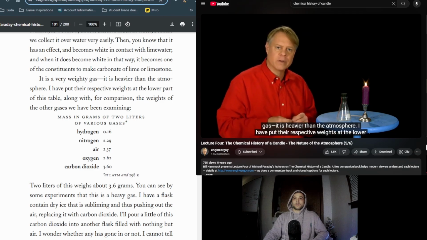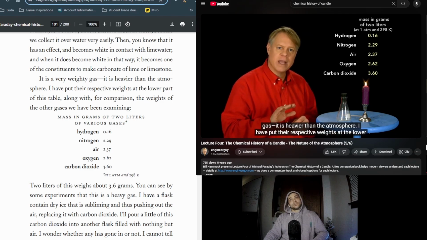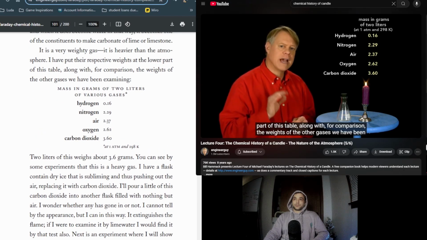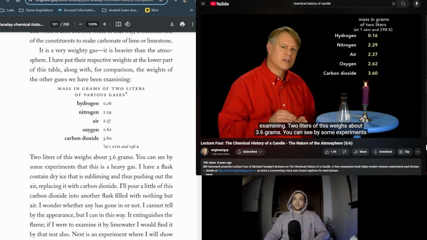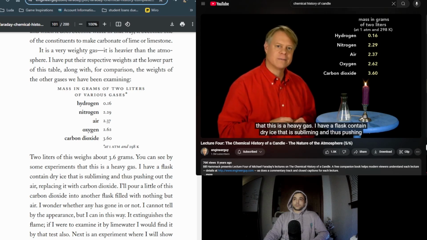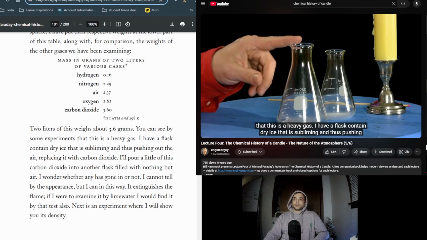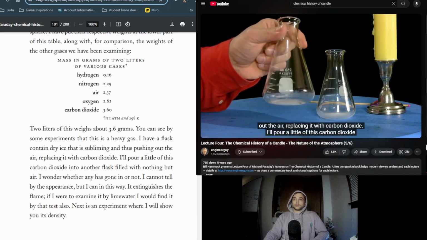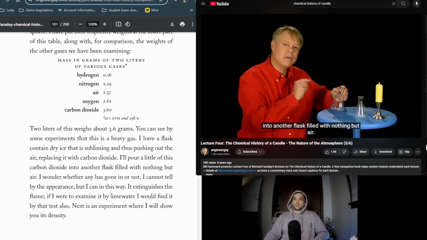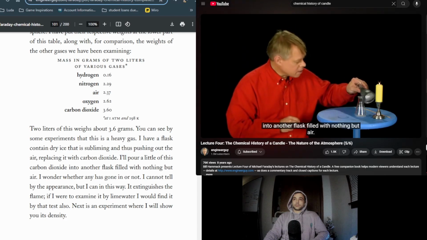It is a very weighty gas. It is heavier than the atmosphere. I have put their respective weights at the lower part of this table, along with, for comparison, the weights of the other gases we've been examining. 2 liters of this weighs about 3.6 grams. You can see by some experiments that this is a heavy gas. I have a flask containing dry ice that is subliming and thus pushing out the air, replacing it with carbon dioxide. I'll pour a little of this carbon dioxide into another flask filled with nothing but air.